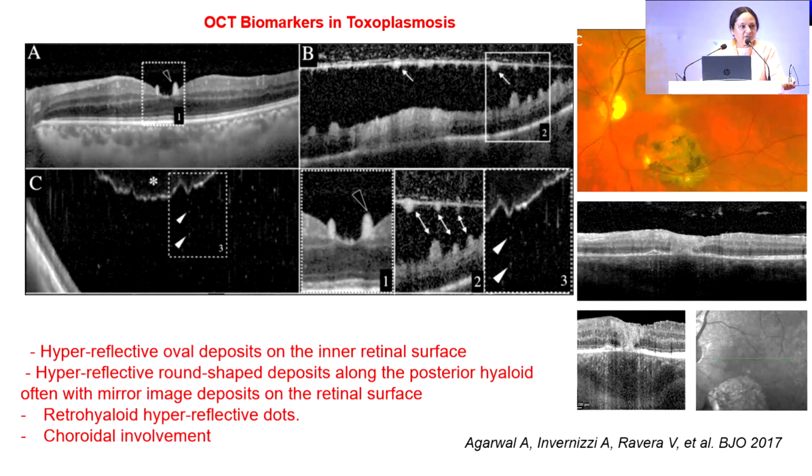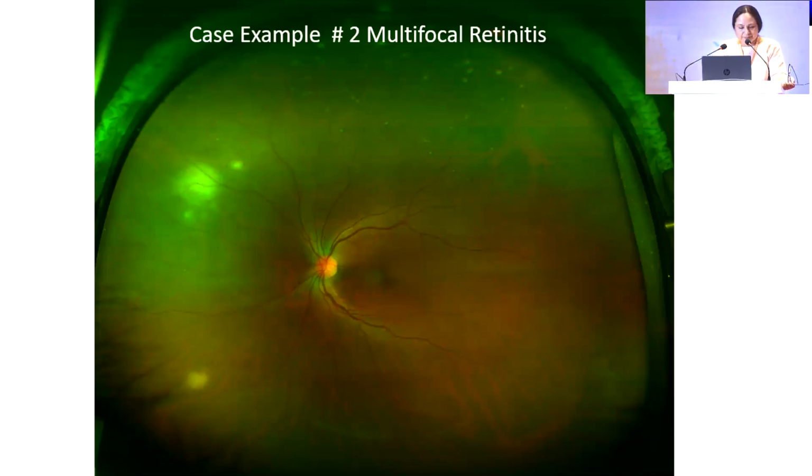If you are confused between toxo and viral, the majority of the time viral will not have the underlying choroidal involvement. And that's a very important clinical clue towards what you are dealing with.